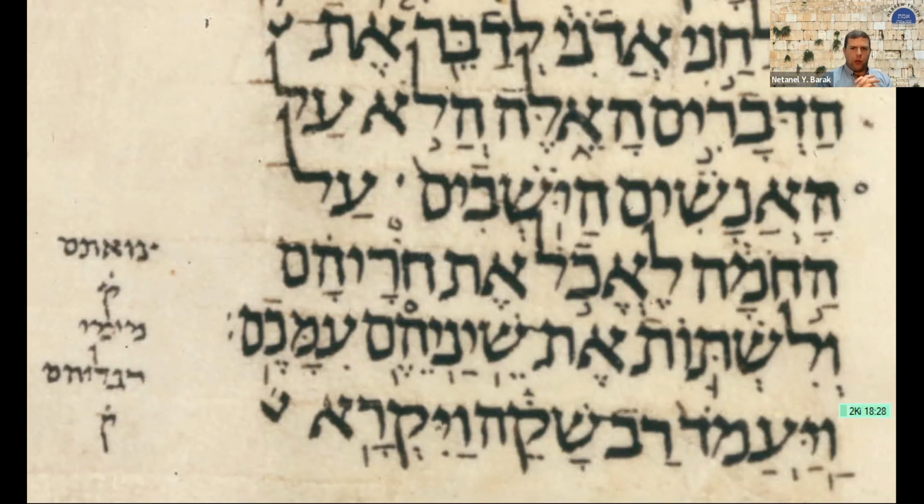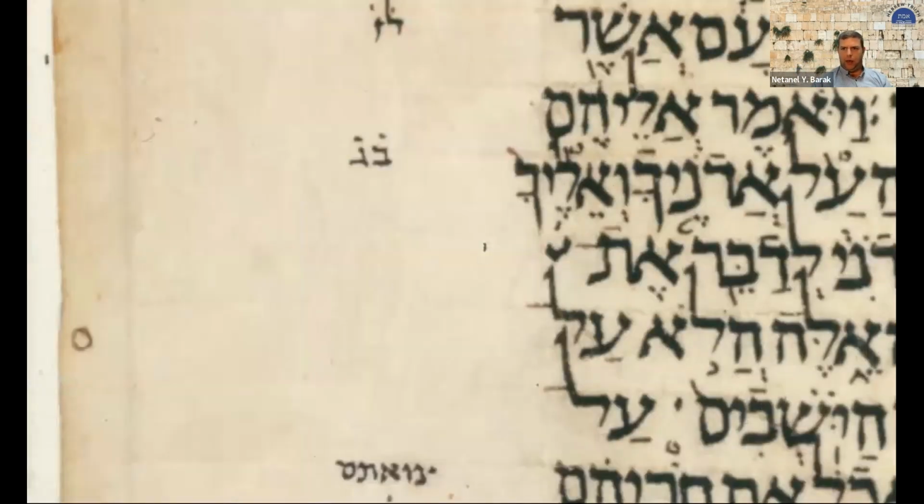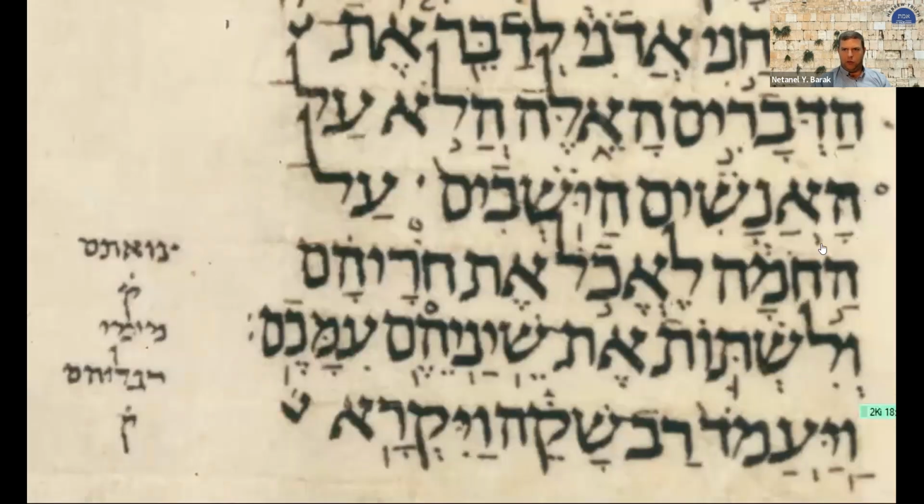At the moment, I want to show you an example of how something that was too explicit was changed into something more implicit by the Ketiv and the Qere. Where the Ketiv, the written version, was too explicit, it was changed by the Qere version. So Rav Shakeh is saying to the messengers of the king, do you think that to your master and to you, my master sent me to speak these words?